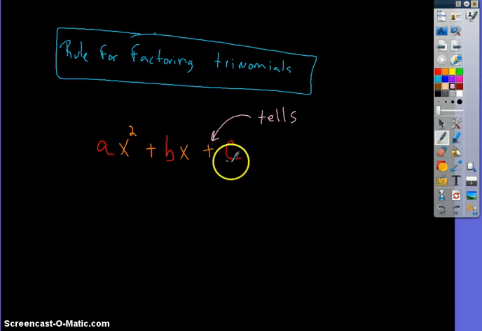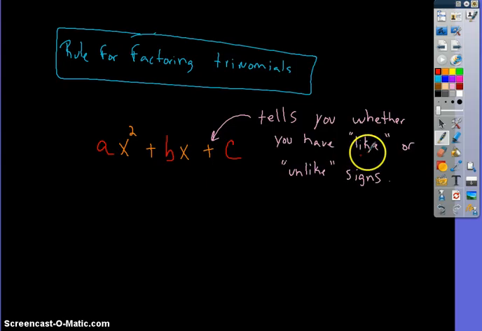The sign in front of c, the constant, tells you some important stuff. One thing it tells you is whether you have like or unlike signs. Like signs will have a plus sign there. So by having that plus sign, I know it's like signs. If it's unlike signs, I have a subtraction sign right there in front of the constant term. So that's what that tells you.